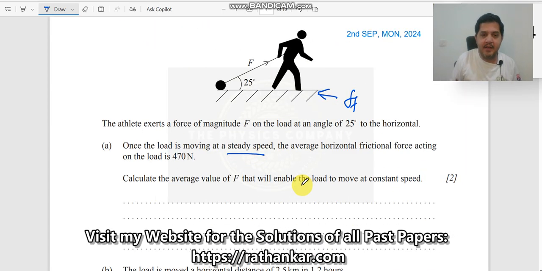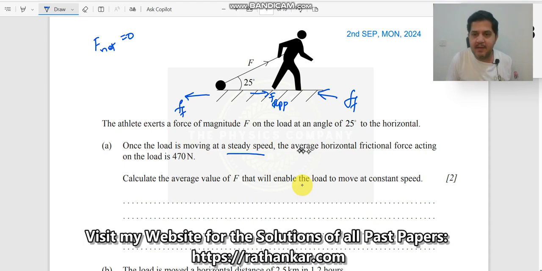When you say steady speed, it means the applied force should be equal to the frictional force. So the net force acting on it is equal to 0, F net is equal to 0. The average frictional force acting on the load is 470 Newton, which is already given here. Calculate the average value of F that will enable the load to move at constant speed.